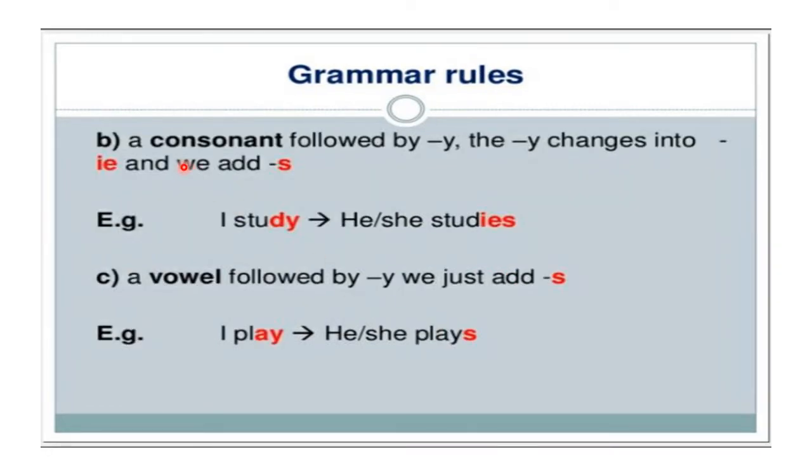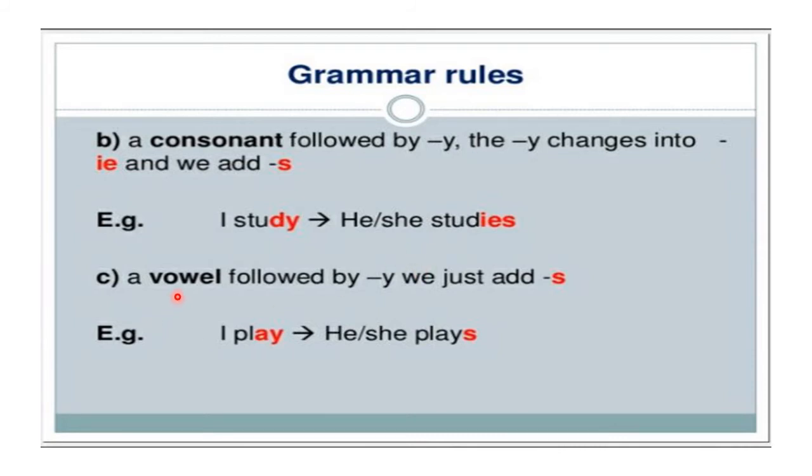Number two, a consonant followed by y. The y changes into ie and we add s. Notice the first example, study. Here we have y preceded by d, which is a consonant, so I change the y into ie, then I add s, and the verb becomes: she studies.